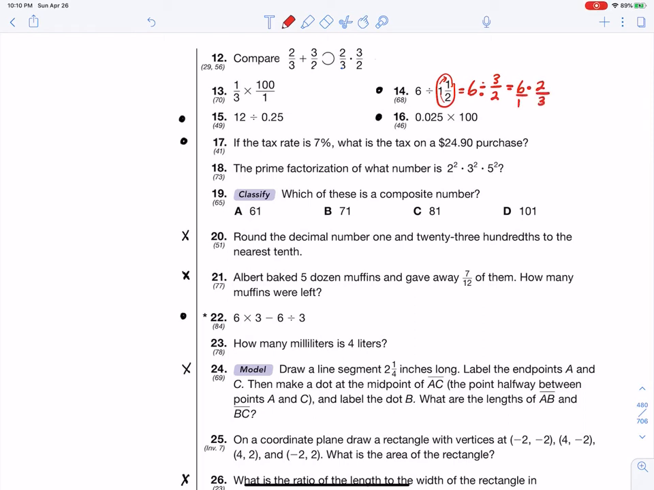Remember, 6 is the same as 6 over 1. Sometimes that's easier to see. 6 times 2 is 12. Divide that by the 3 on the bottom, you end up with 4.